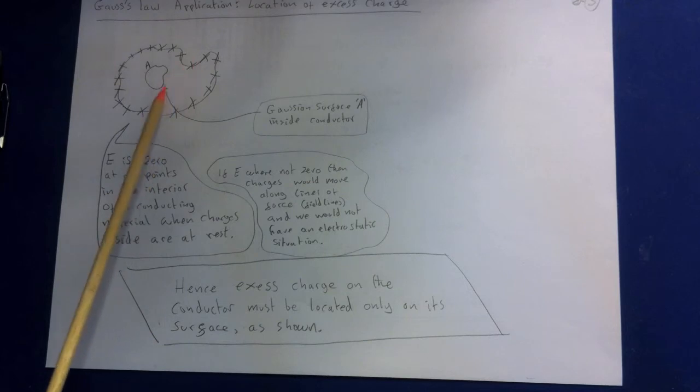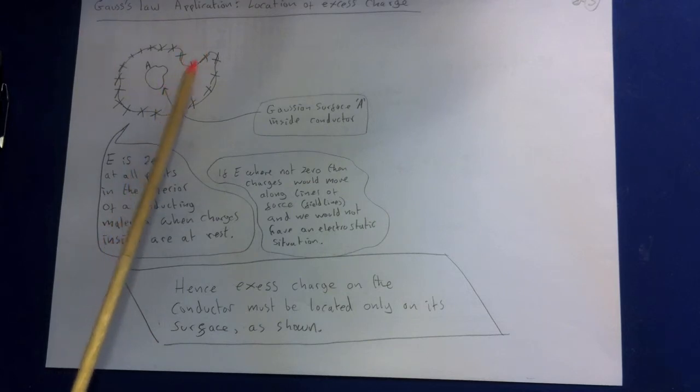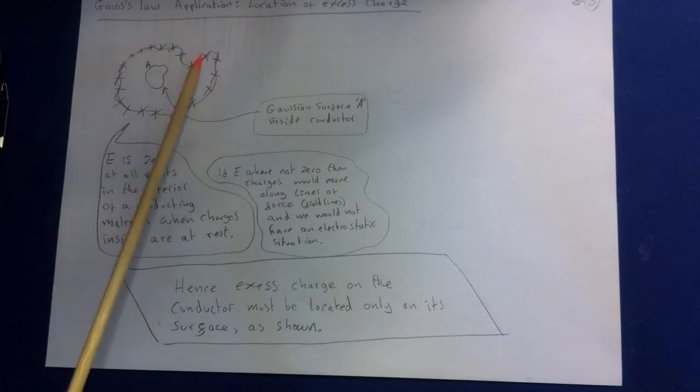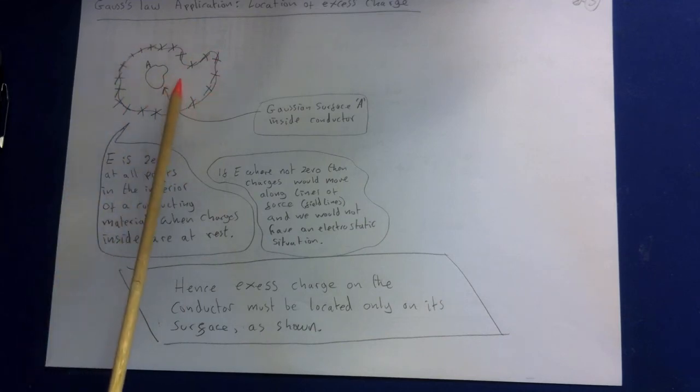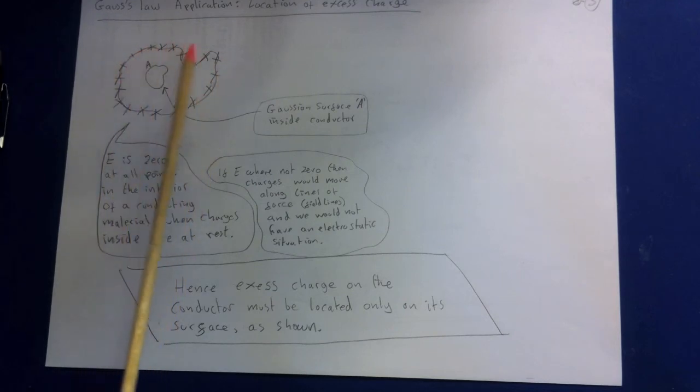So momentarily you'll have a field, you'll have a potential between the charge here and that, which is going to produce an electric field, and those charges are then going to move towards the surface, or they're going to move away from each other if all the same. So eventually you'll just have this conductor with the charge all distributed on the outside. Hence, excess charge on the conductor must be located only on its surface, as shown.